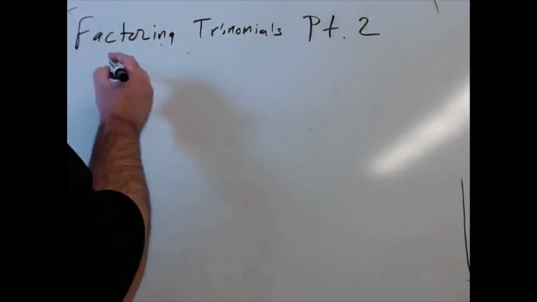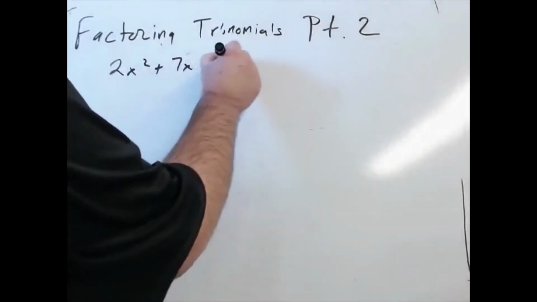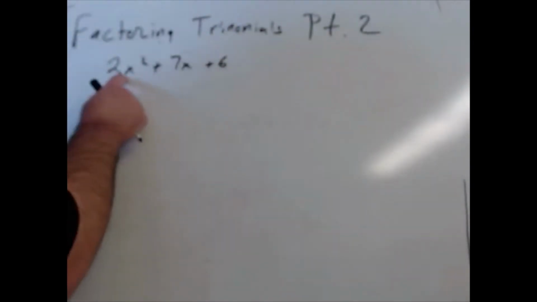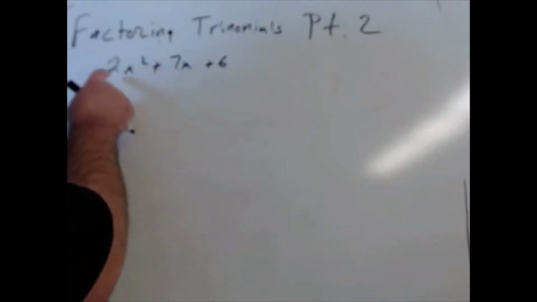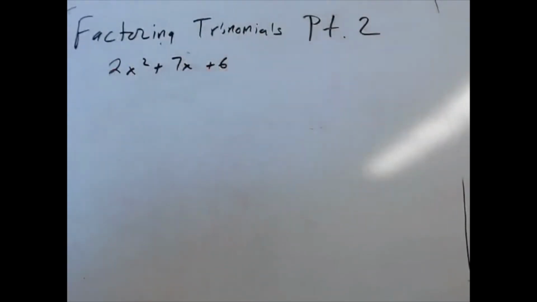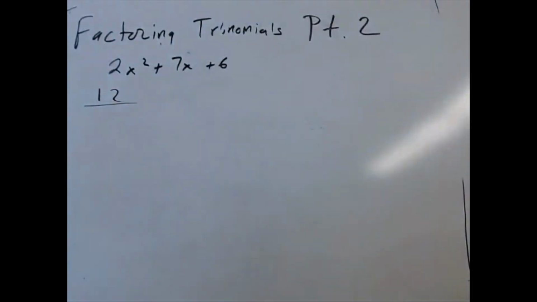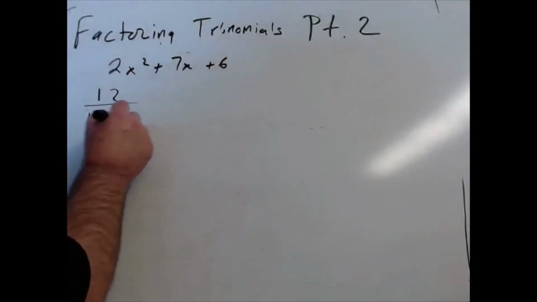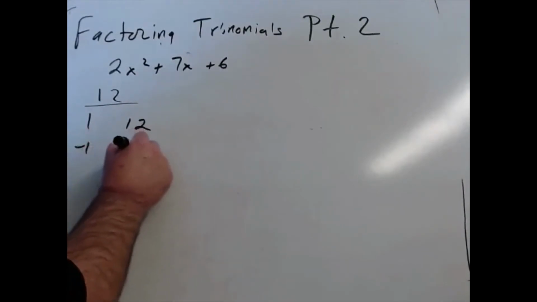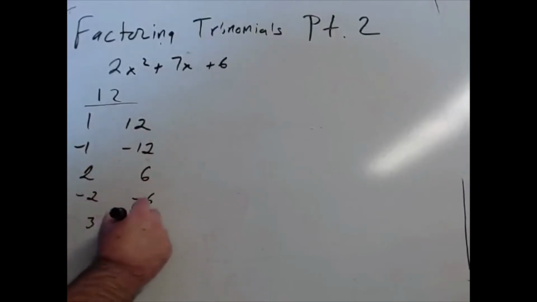So let's just get right into an example. So let's look at 2x squared plus 7x plus 6. So my first step is still exactly the same. I multiply the leading coefficient term, so in this case it's 2, by the constant, so it's 6. So 2 times 6 is 12. So I'm going to list my factors of 12 now. So I could use 1 and 12, negative 1 and negative 12, 2 and 6, negative 2 and negative 6, 3 and 4, and negative 3 and negative 4.